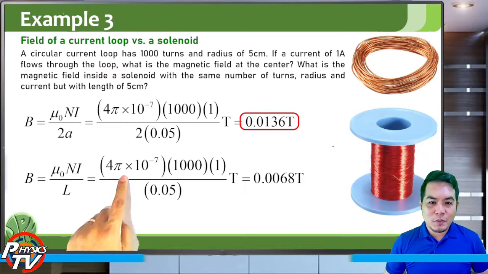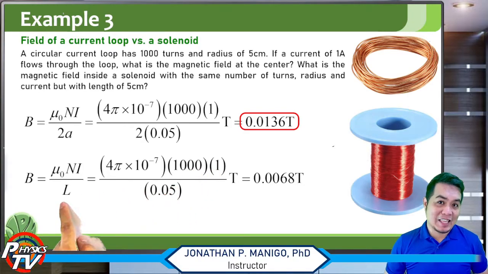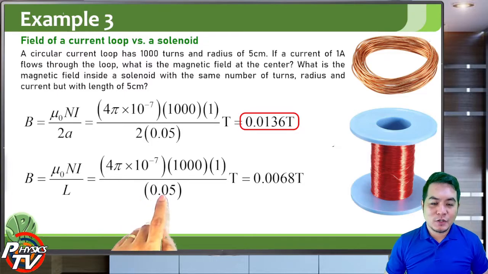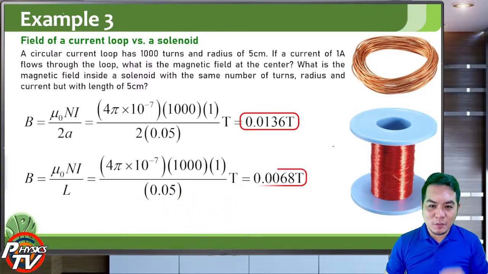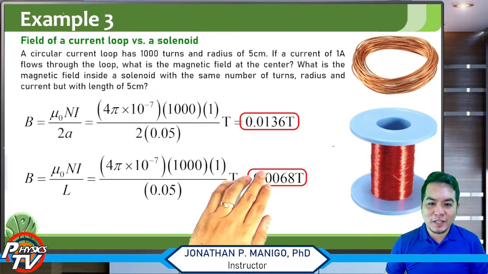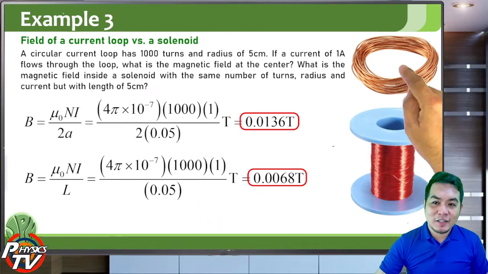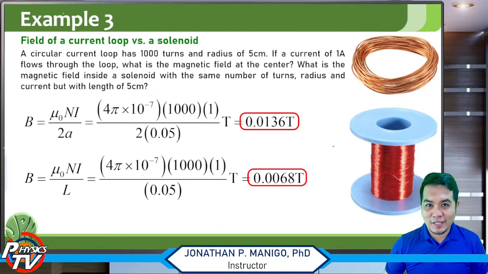So in this case, you will have 1,000 turns, 1 ampere, 5 centimeter length. This is the length of the solenoid. So 0.05 meters. And you will get 0.068 Tesla. And it just so happened that in this case, the magnetic field inside the solenoid is 1/2 of the magnetic field at the center of this current loop here.